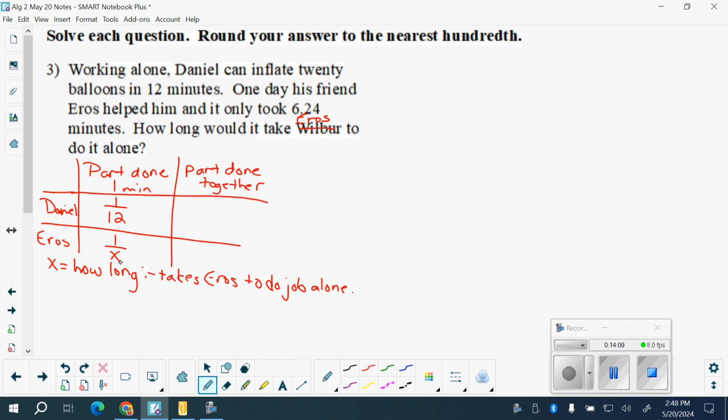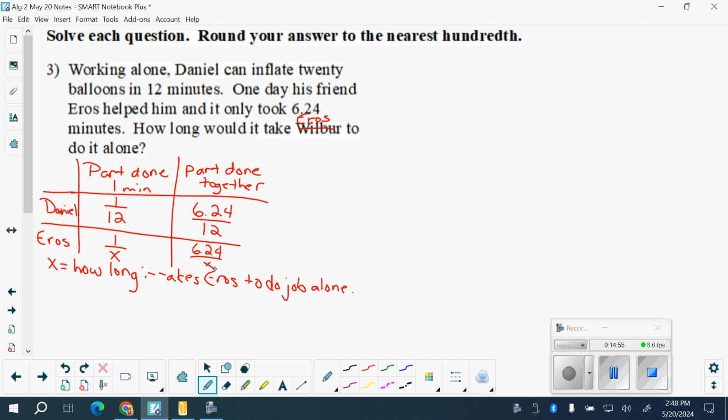So we know now how long it took them to do it together. It's 6.24. So what goes here in this box for Daniel? What part did he do? 6.24 over 12. Does that make sense? So in 2 minutes, he would do 2 12ths, 3 minutes, 3 12ths. 6.24 is how long it takes them to do it together. So it's going to be 6.24 over 12. So what goes in this box? What part does Eros do? That's right, 6.24 over X.